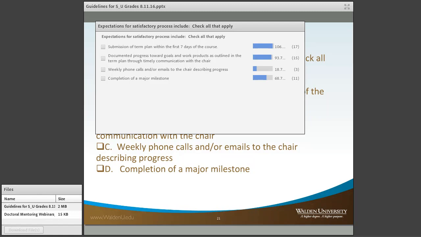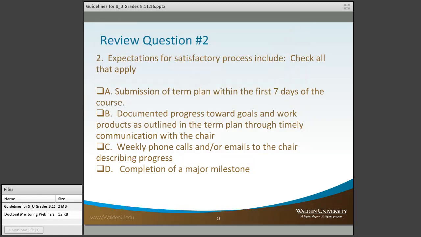It also relates to the students' evidence of ongoing registration within the university, in addition to having that plan in place within 7 days. So that's important. And the next one, as many of you identified as well, documented progress towards goals and work products as outlined through the term plan, timely communication with the chair.